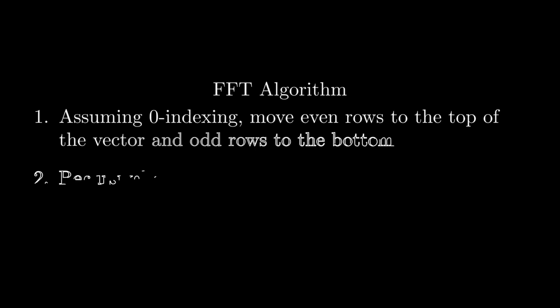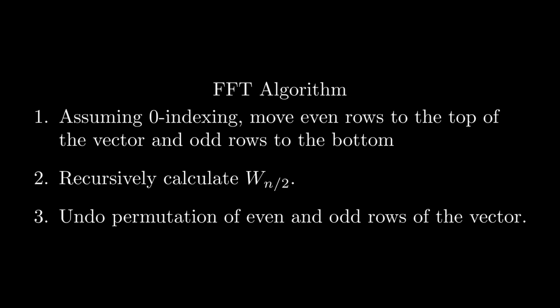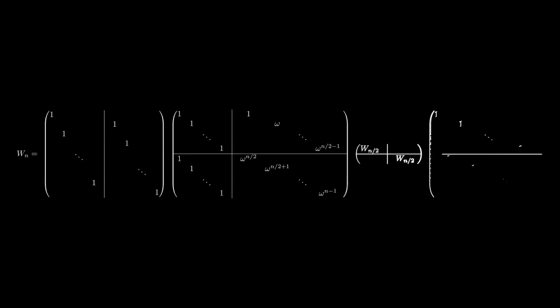Now that we have shown how to factor the odd and even components of the Fourier transform, we are ready to introduce the FFT algorithm. Suppose we want to compute the DFT of a given vector. To begin, we first move all the even rows to the top of the vector and the odd rows to the bottom. We then calculate the n over 2 Fourier transforms recursively. Lastly, we move the rows back to their original locations, giving us the final answer. Representing this in terms of matrix operations, we have the following decomposition.